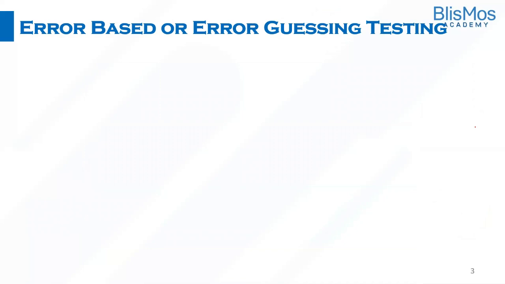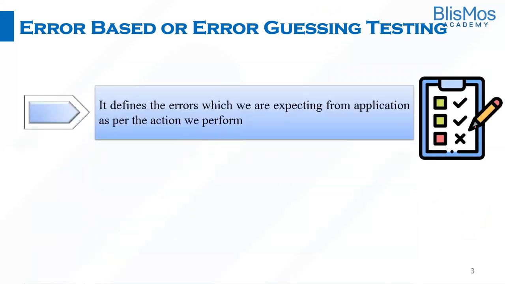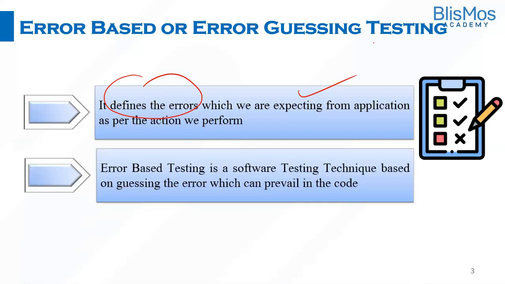Next one is error based or error guessing testing. When we have an application, there is a probability that errors may occur. Some of the errors occur because of wrong inputs or wrong navigation. In the error based technique, they define the errors which are expected from an application as an action is performed. As a part of this technique, we'll guess the error: in this case, the error may occur.